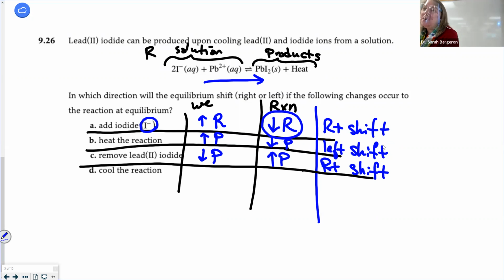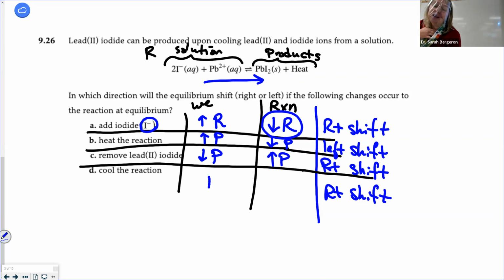Okay, so what did y'all say D was? A right shift. Let's talk that out. That's right, a right shift. So cool the reaction. So go find heat. Heat and cool, it's really the same thing. So go find heat. Heat is a what?